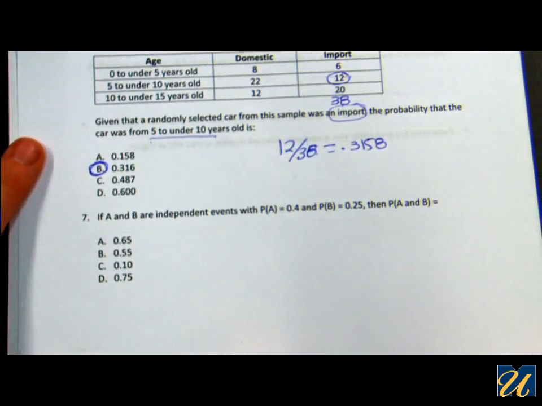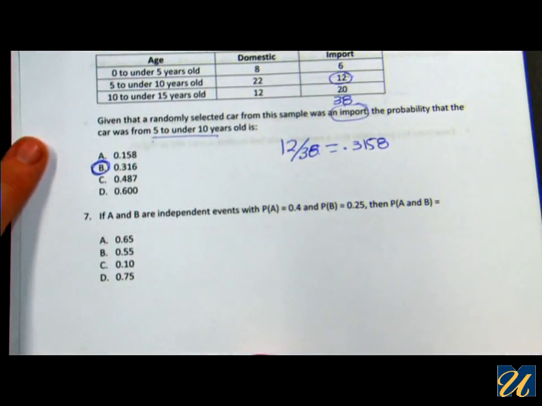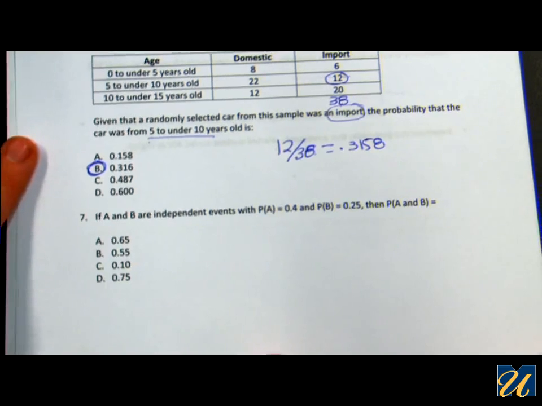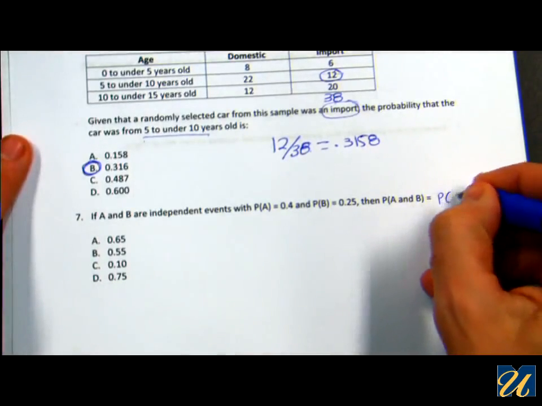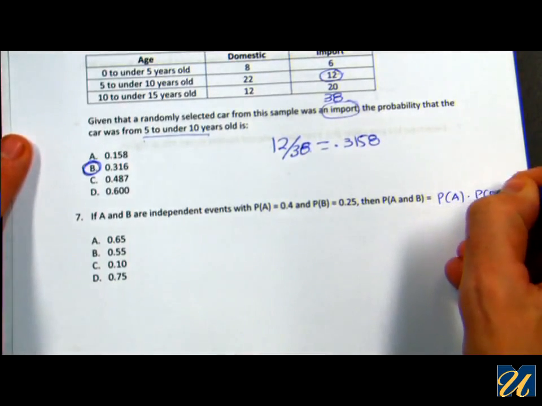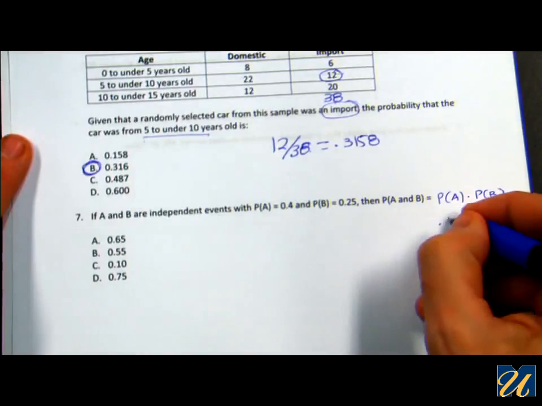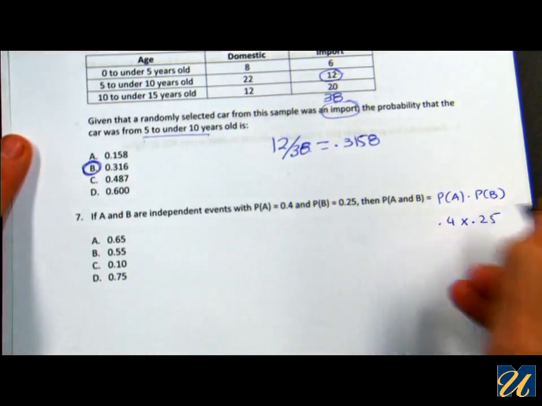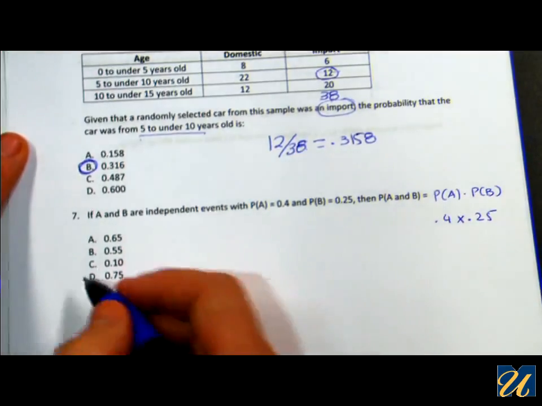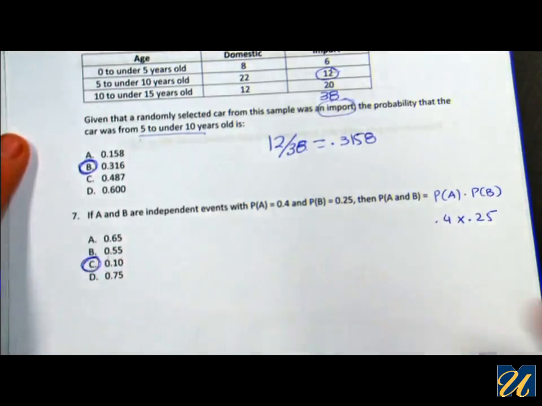If A and B are independent events with probability of A being 0.4 and probability of B 0.25, then the probability of A and B would be what? Probability of A times probability of B, which means 0.4 times 0.25. Therefore, the correct answer will be C.